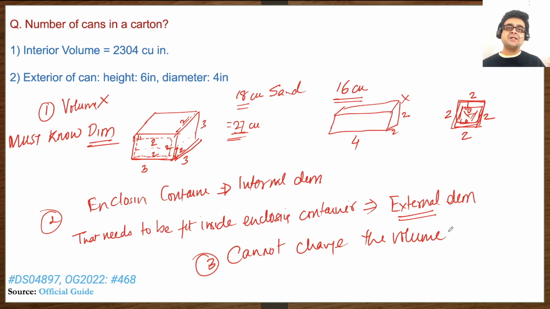And for the containers or boxes or other shapes that are going to be fit inside the enclosing container, we really need to know their external dimensions. Their internal dimensions are of no concern to us. So when we are trying to solve problems like this, these are the three pieces of information we have to determine. And if we cannot determine any of that information, then the answer is insufficient. Once you have understood that, the question is going to be very simple. Let's jump into the solution and see if we can get an answer.